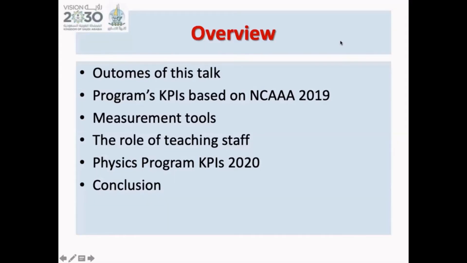And next is about the measurement tool: how we measure the KPI itself, and what is the role of the teaching staff in order to improve this KPI, or at least to maintain it. And then lastly I will show you the full report for the physics program KPIs for this year. Actually, the data we take is from the year 2020, and of course the conclusion.